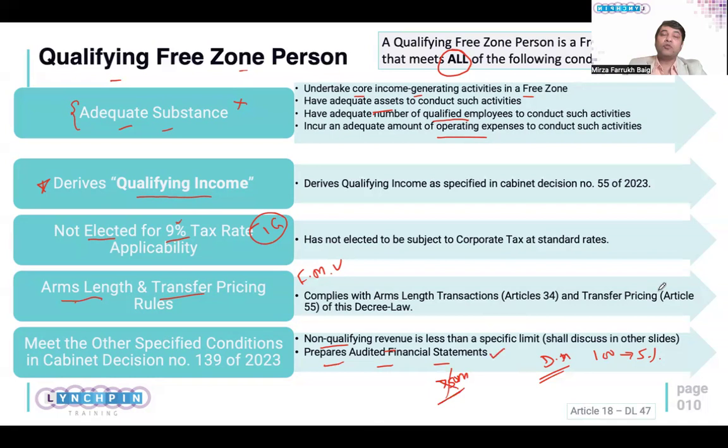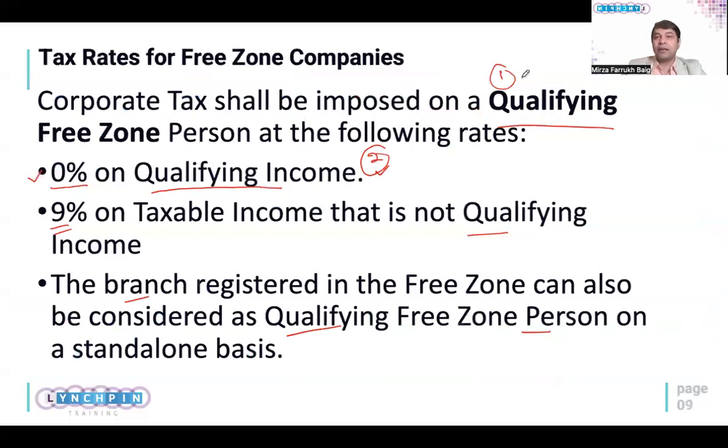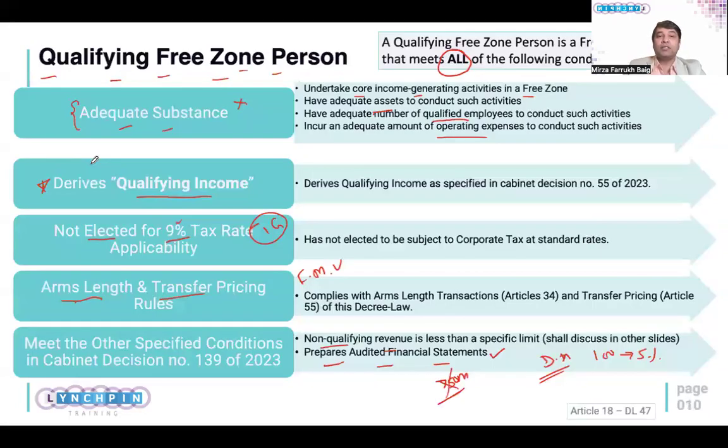So once I fulfill all of these conditions, only then I would be called a qualifying free zone person. Just to take you back, my first find is whether I meet these conditions. If I meet these conditions, the second find, of course, is whether I'm generating the qualifying income. And if I'm generating the qualifying income, I then get the benefit of 0%. So my first thing is done. Now we'll see the second condition to earn the 0% tax regime here.